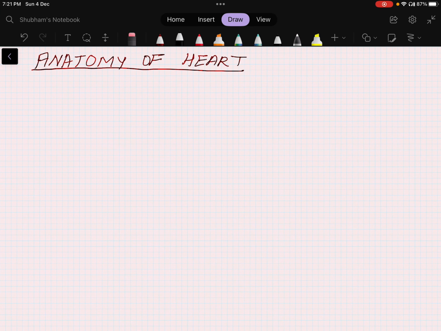Okay, guys, so let's start with anatomy of the heart. Our heart is the natural pump of our body, right? It pumps blood. We all know that. Let's just go through the basic aspects of the heart.